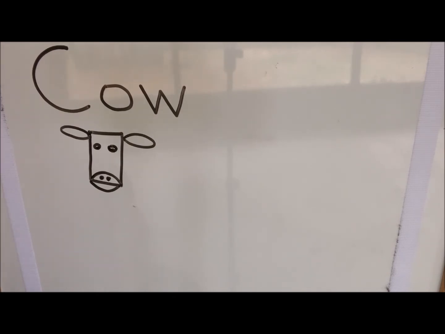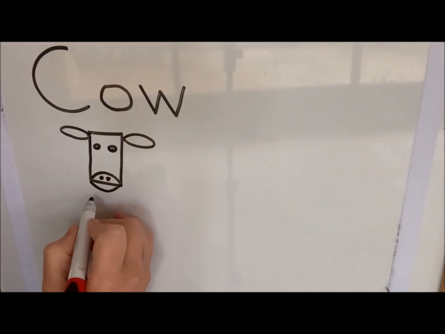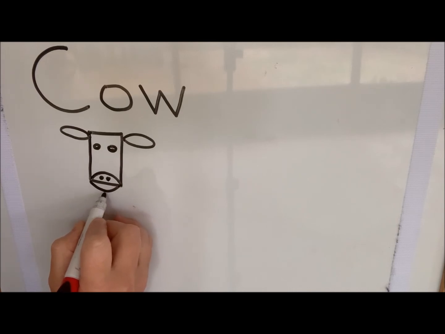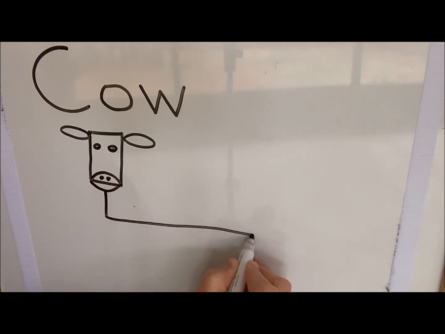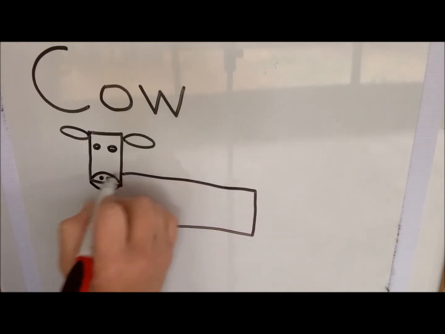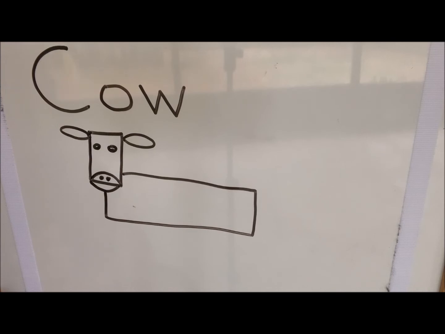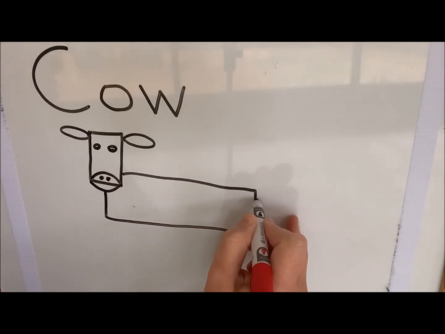Now its body. Its body is long and kind of rectangular shape too, but it's long this direction. So I'm going to start right here, right underneath its mouth. I'm going to draw down and over. It's going to be an L, but it's going to be a really long L. Then up and back over. Oh yeah, that works.